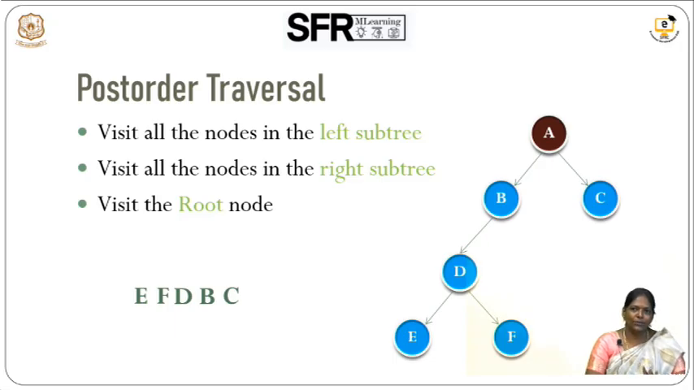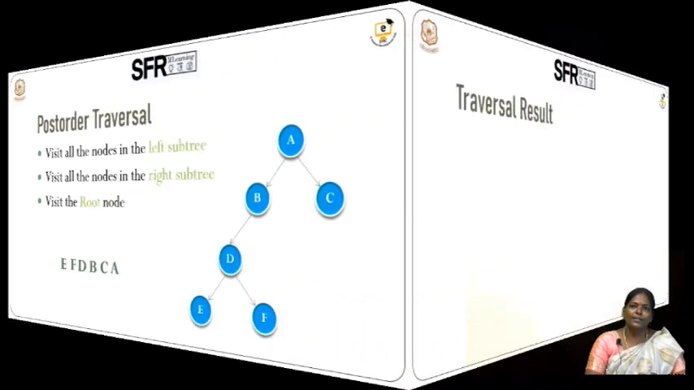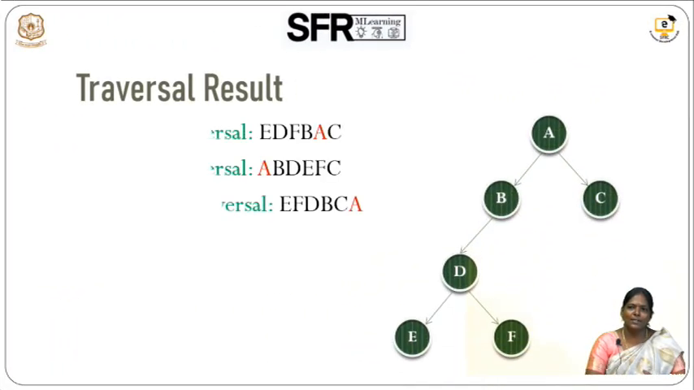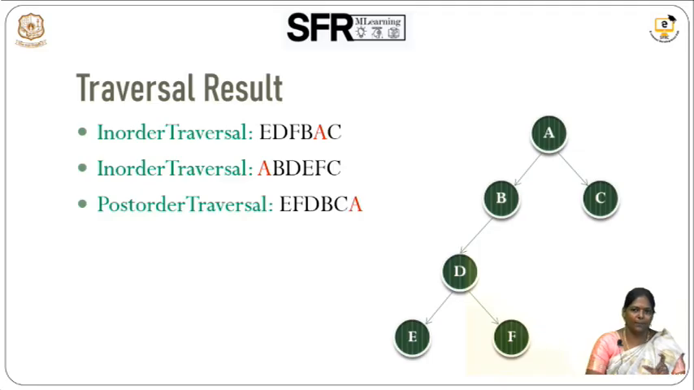So the right subtree C is getting visited, and finally only A is getting visited. So you can see the difference. Post-order is totally different from in-order and pre-order, right. So we can see the resultant traversals of all the methods. Here, in-order, and the second one is pre-order traversal.